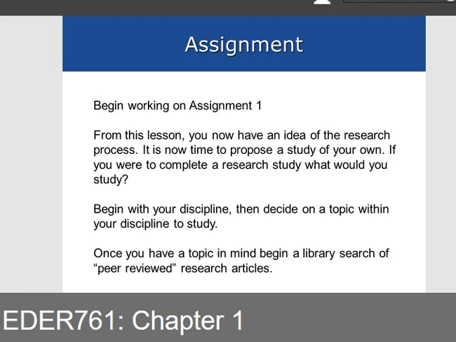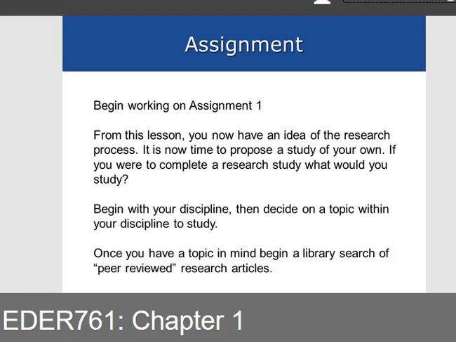So from this lesson, now you have an idea of the research process. Now it's time to propose a study of your own. If you were to complete a research study, what would you study? Begin with your discipline. So let's say you're in special education, and then decide on a topic within your discipline to study. And also remember, not only to think about the topic, but the population. So remember in the example I gave you, educational psychology was the discipline, motivation the topic. But then it did make a difference whether we're looking at elementary school or middle school or high school or college students. So think also about your population of interest.